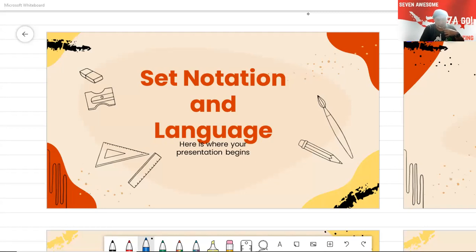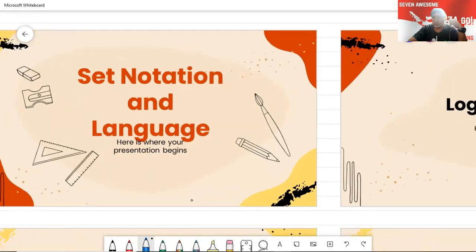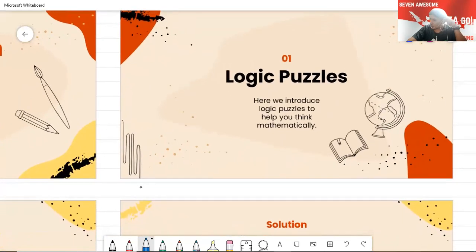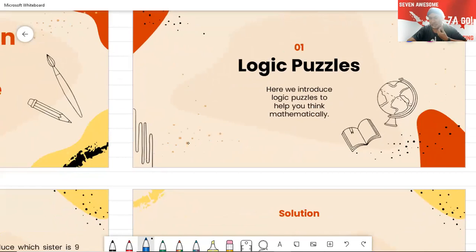Mr. Bonan is here. Today, we will discuss set notation and language. Now, before that, let us discuss logic puzzles as the fundamental of set notation and language.